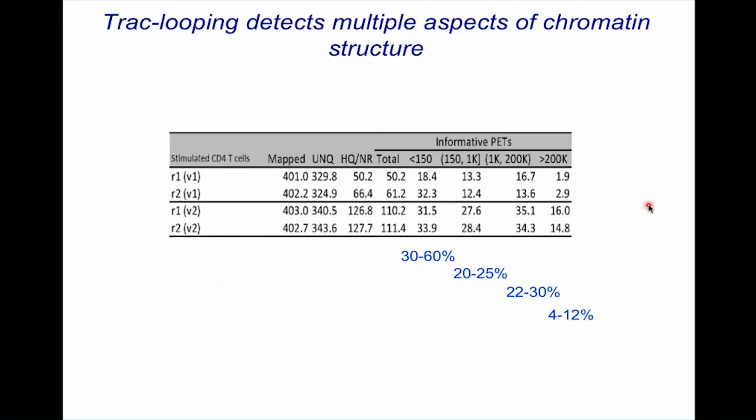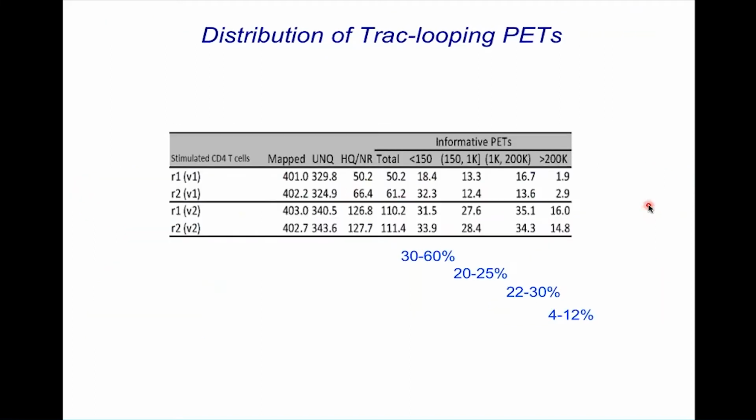To test how Trac-looping works, we purified human primary CD4 T cells from human blood and performed this assay. Here are four experiments we did. As you can see, we obtained about 400 million PETs from each library, but for unique PETs we get only 50 to 120 million, depending on the experiment.